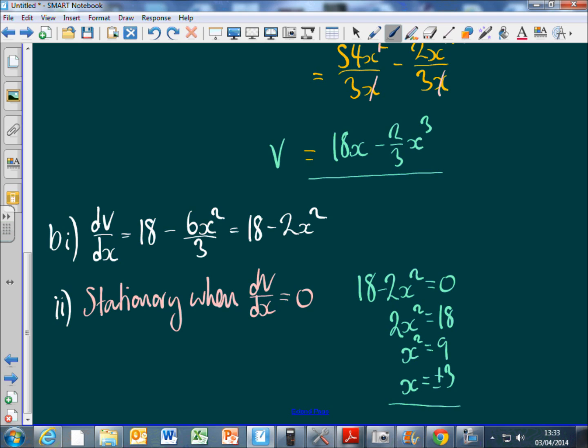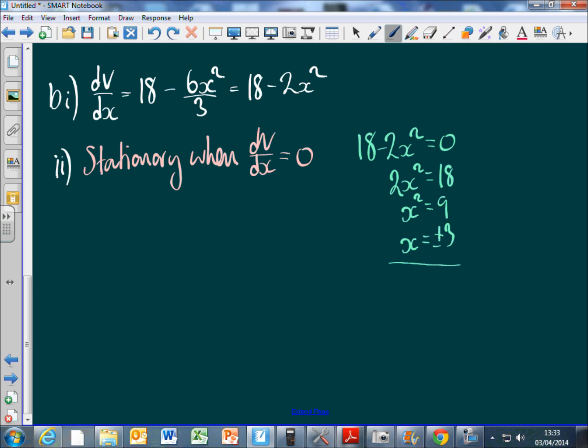Now, we're talking about a real problem here. We're talking about a length of a side of a box. So the other answer we've got, the minus 3, does that mean anything? Or can we just get rid of that, really, can't we? It's not going to be a negative length. So we're only worried about the x equals 3. So now we need to determine whether this means it's a maximum or a minimum. So how do we do that? That's what you were talking about before, Ella.